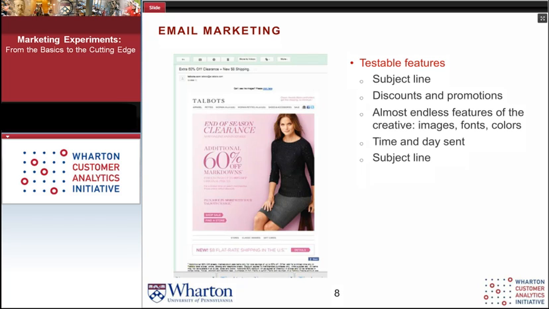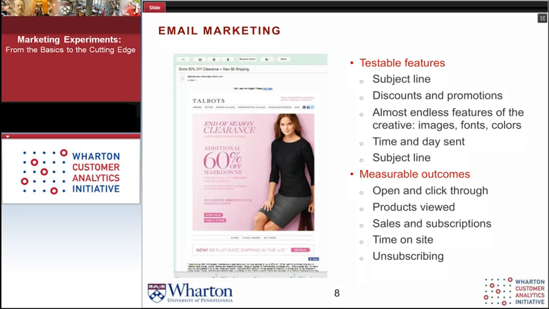And there's lots of measurable outcomes. One of the really nice things about email is that there's lots of different things that you can measure as responses to the email. So right away, you can get the open and the click-through. You can look at what products customers view after they see the email. You can look at downstream sales, or in the case of a service, subscriptions. You can look at how much time people spend on the site.